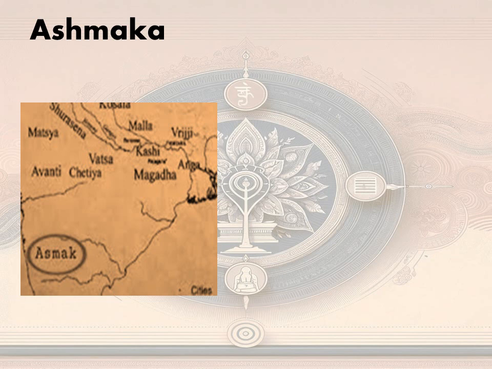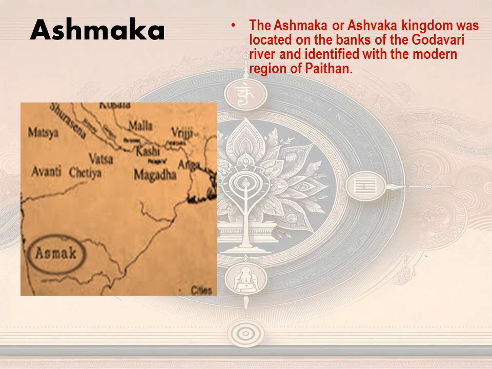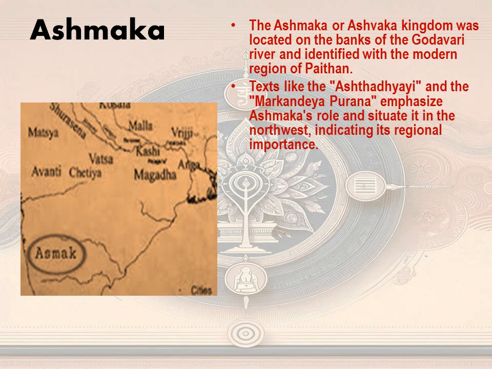Ashmak. Ashmak is one of the most important states because of its location in the southern part of the Indian subcontinent. The Ashmak or Ashvaka kingdom was located on the banks of the Godavari river and is identified with the modern region of Paithan. So the modern region of Paithan on the banks of the Godavari river is where the kingdom of Ashmak seems to have existed. Texts like the Ashtadhyayi by Panini and the Markandeya Purana emphasize Ashmak's role and situate it to the northwest, indicating its regional importance.